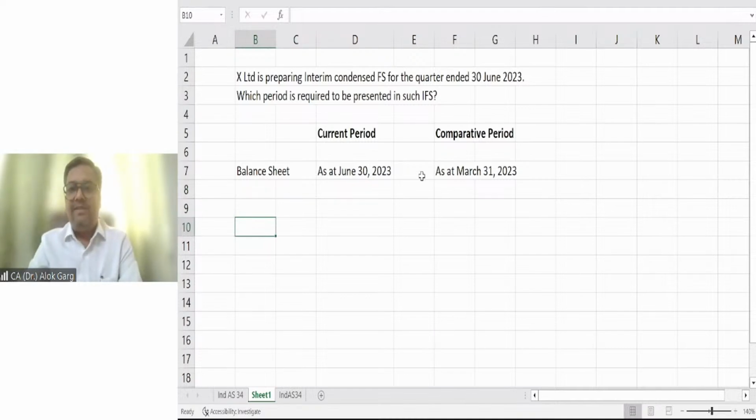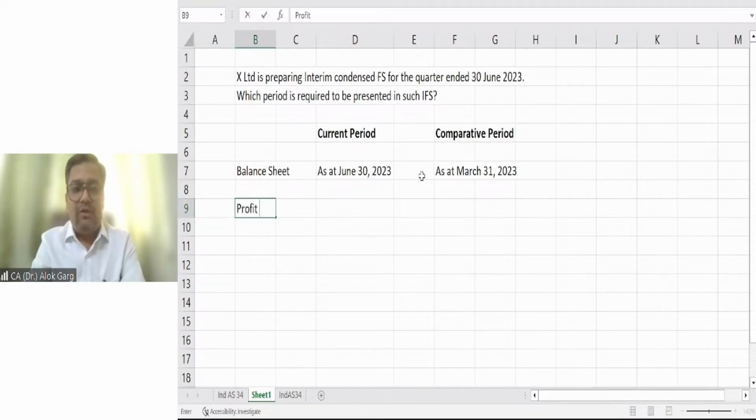In the interim financial statement, the current period balance sheet needs to be compared with the last annual year end balance sheet. Last annual year end balance sheet, right? Gauri, it is not 30th June 22. The balance sheet is always last annual year end balance sheet.